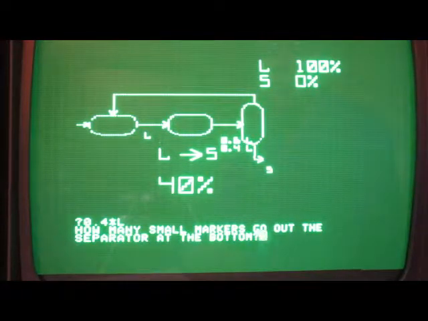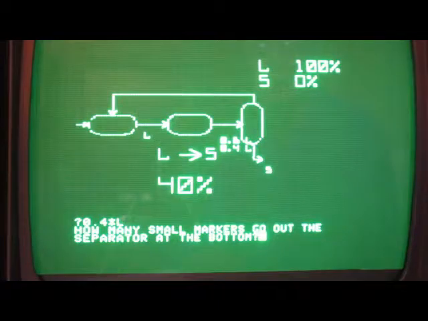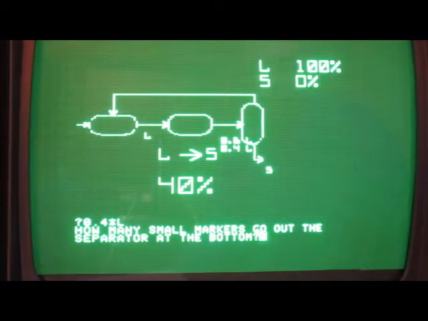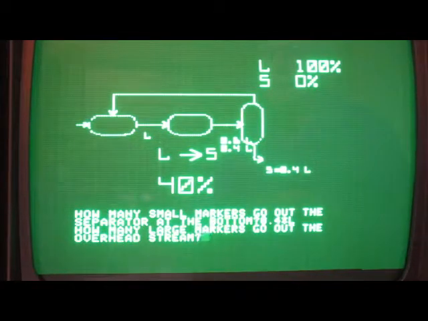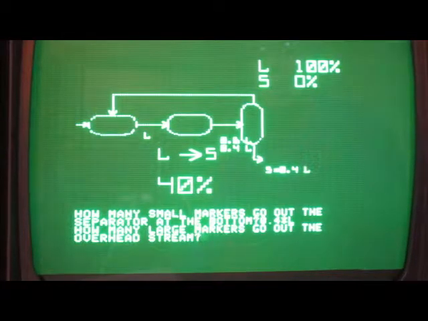How many small markers go out of the separator at the bottom? Well, all the small go out, so that's 0.4 L. How many large markers go out the overhead stream? They all go out the overhead stream, so that's 0.6 L.